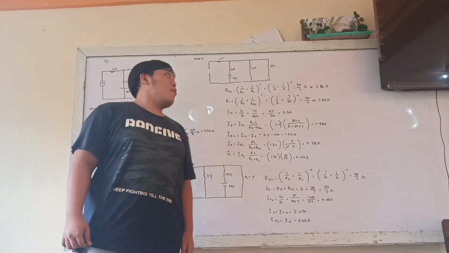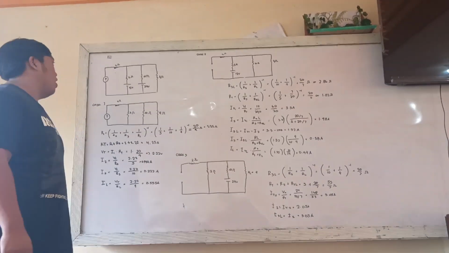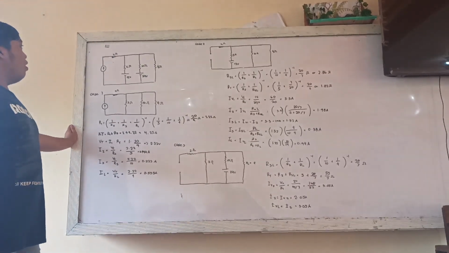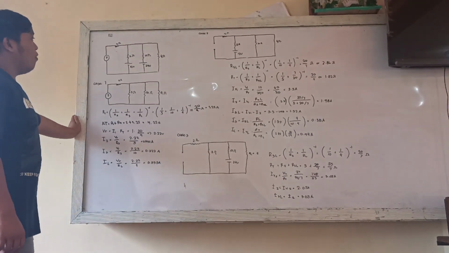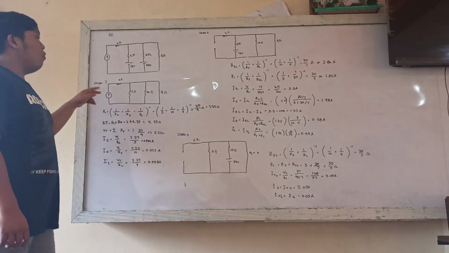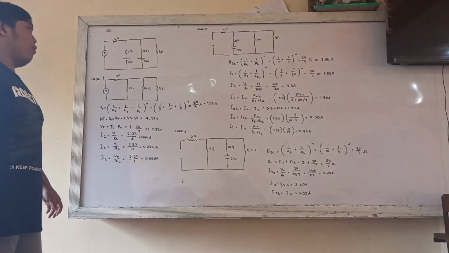Everyone, today we're going to solve a problem on basic electrical engineering. We have here case 1, case 2, and case 3. The given values are 2 ohms for R1, 5 ohms for R2, 10 ohms for R3, and 4 ohms for RL. We have here 2 voltages. The first one is 12 volts and the second one is 24 volts.